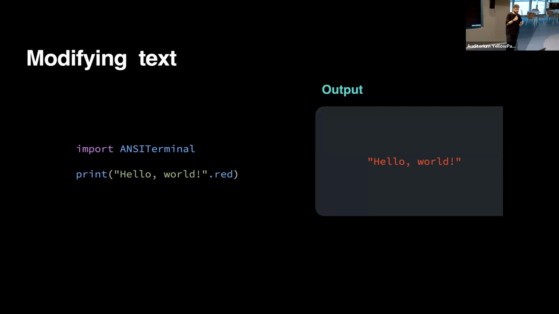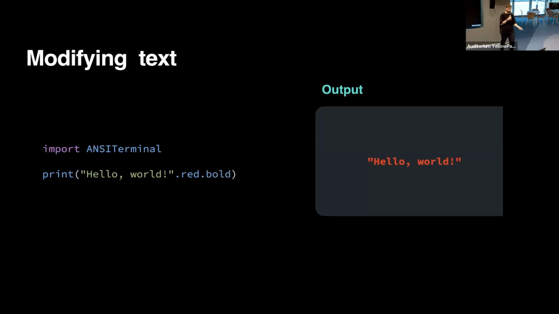And it literally just returns a string. So you can just stack it onto your string in your print statement, and it will just work out of the box. You can chain them as well because each extension returns a string. So I can say I want it to be red and bold, so I can just say .red, .bold. Very simple. It's super easy to use.